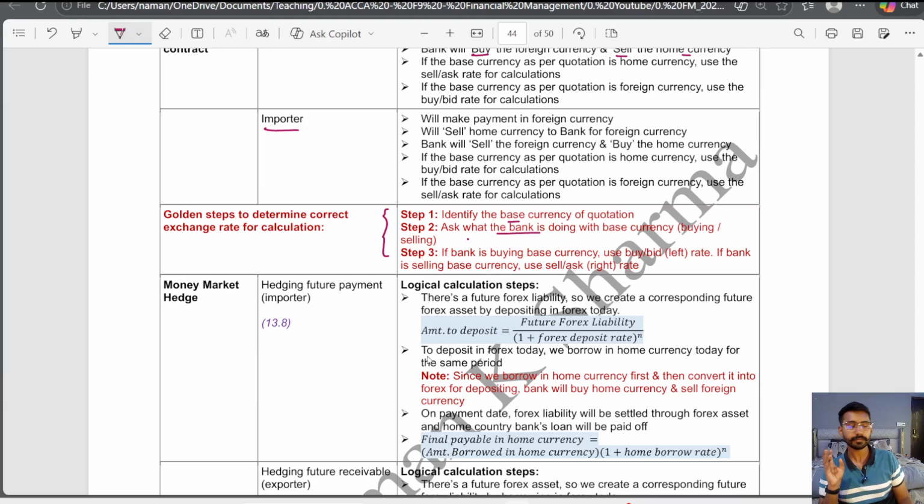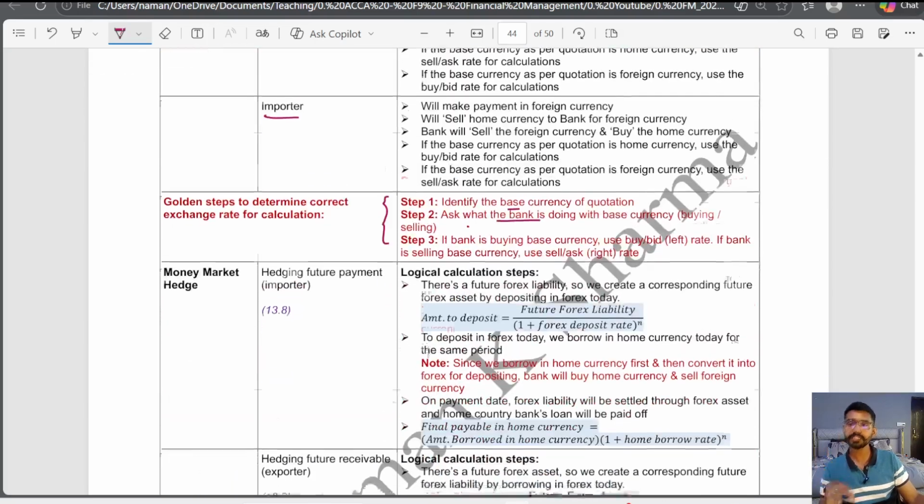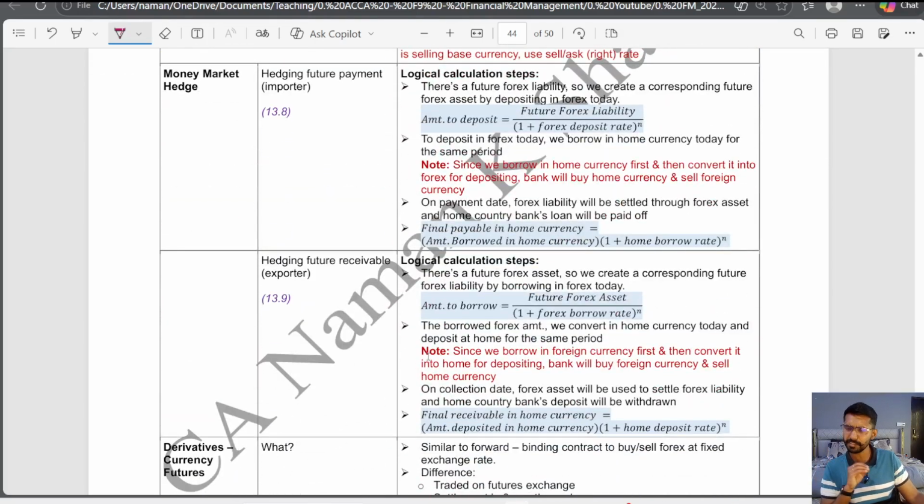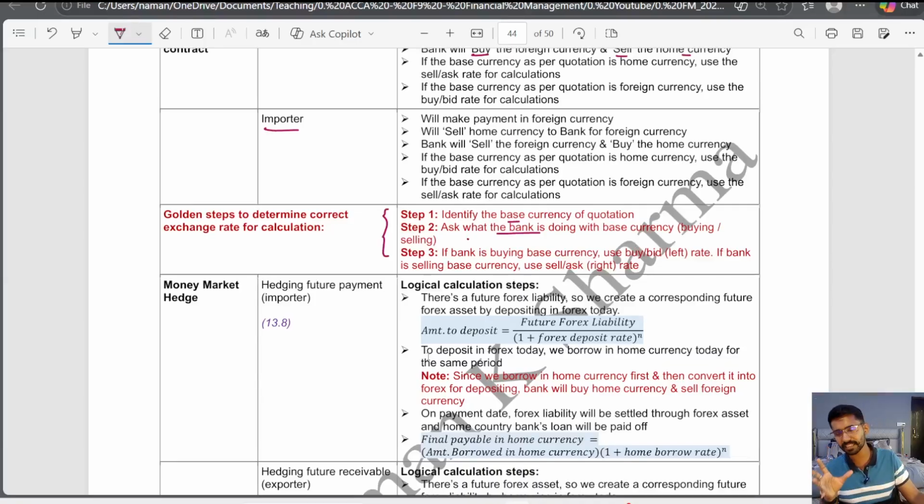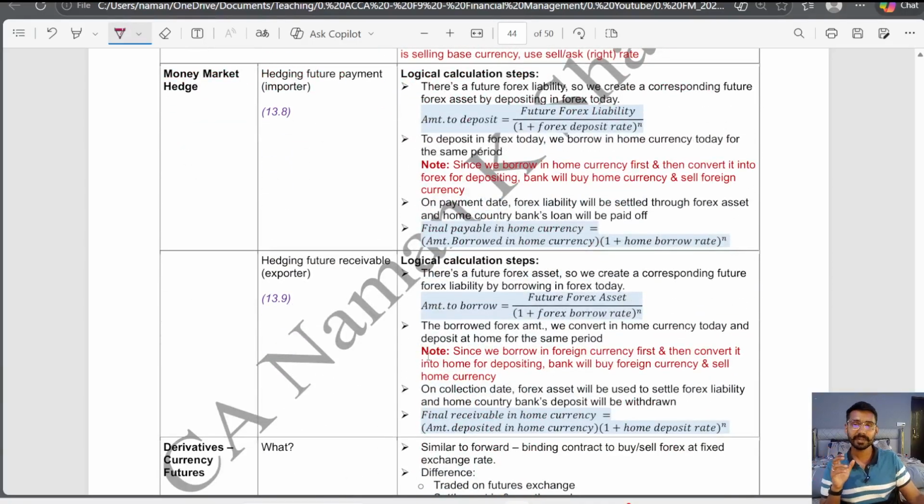Okay. This is how you solve for a forward exchange contract. Now we move to money market hedging. Very easy, but somehow students get confused in this so much. But let's make it very easy, very clear.